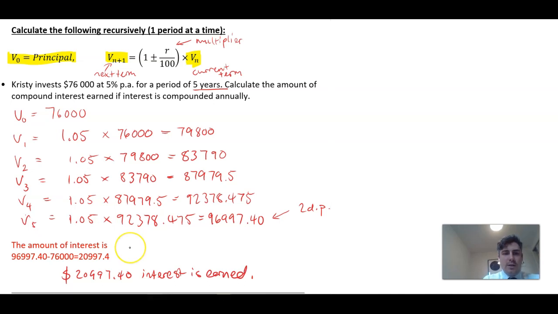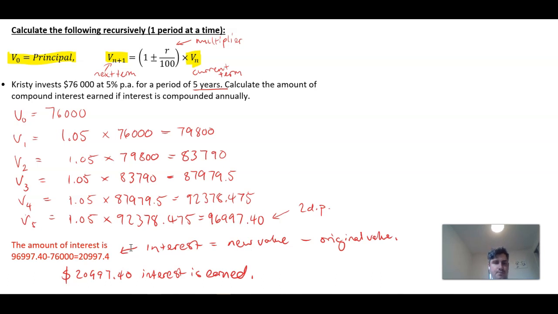Okay, so that's using the formula of interest equals new value minus original value. Okay, and so you must pay attention to those details in the question. The interest is the difference.